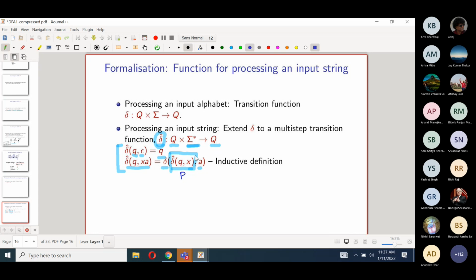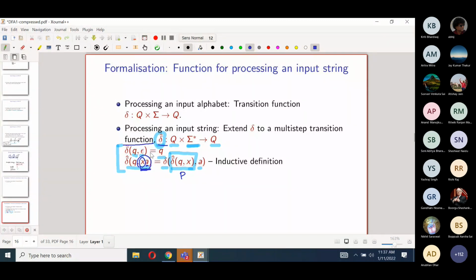So one thing that I have not specified is I'm calling this a function. I have not proved that delta hat is a function. Please try to prove it yourself using the inductive definition. Yes? A is a single symbol, right? Yes, a single symbol. So X is a string, A is one symbol. The last symbol of this string XA is A.